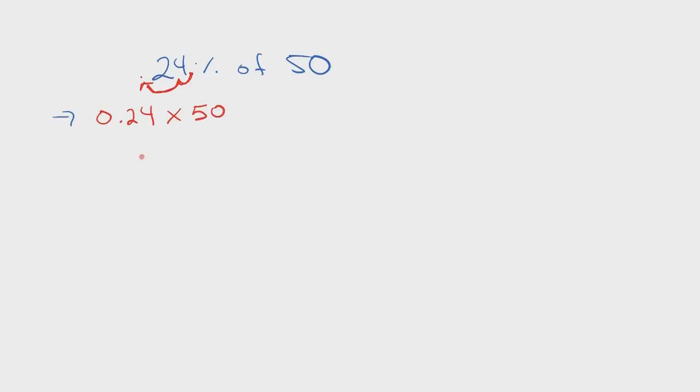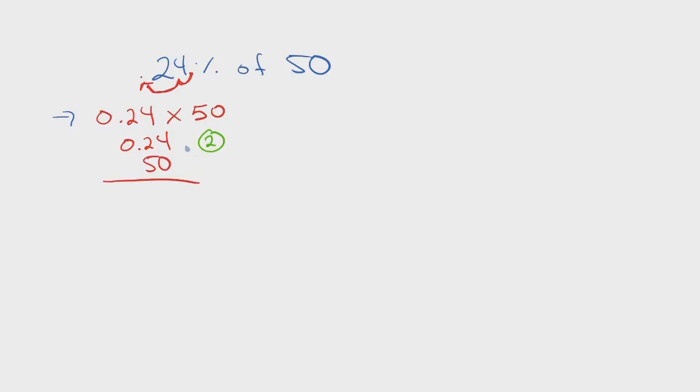Now we just multiply 50 times 0.24. We have two spaces, 1, 2, to the right of the decimal. So I'm going to write a little 2 right here to remind me that when I'm finished, I better have two numbers or two digits to the right of the decimal. So we're going to multiply.